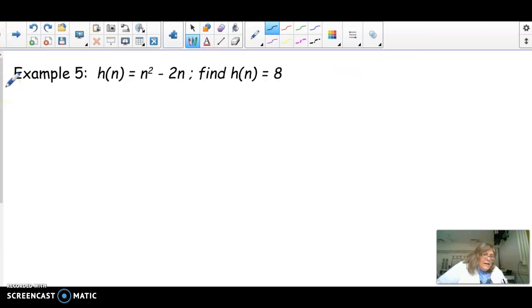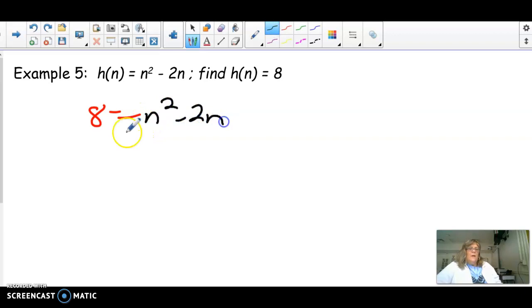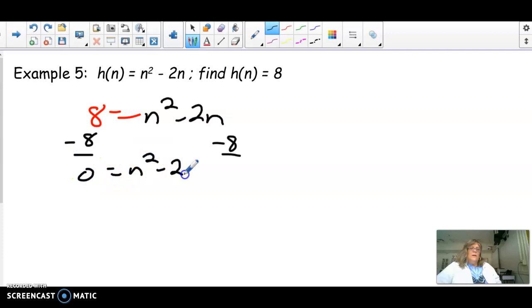When we look at the next one, we've got another number that we're going to set it equal to. So we're going to have 8 is equal to n squared minus 2n. Well, this is a quadratic. Remember, to solve a quadratic, you bring everything over and set it equal to 0. So we have 0 is equal to n squared minus 2n minus 8. Then we're going to factor.